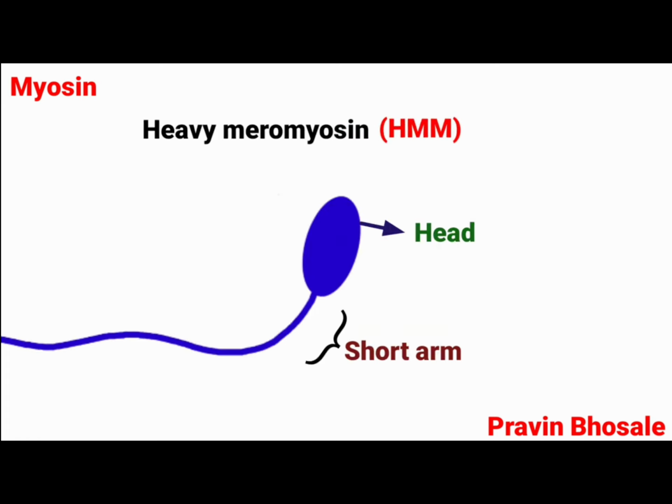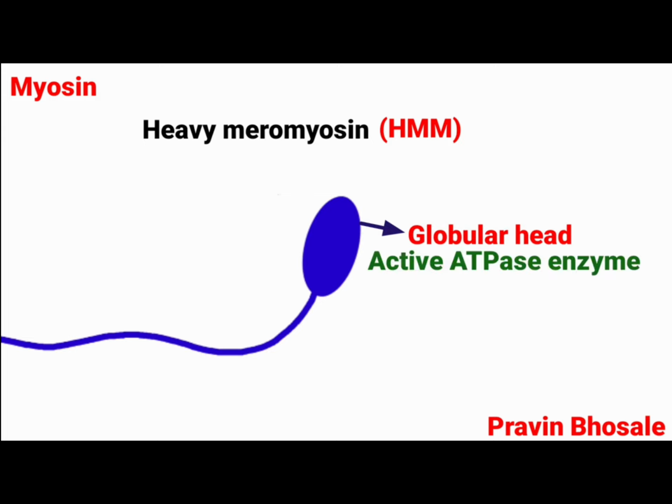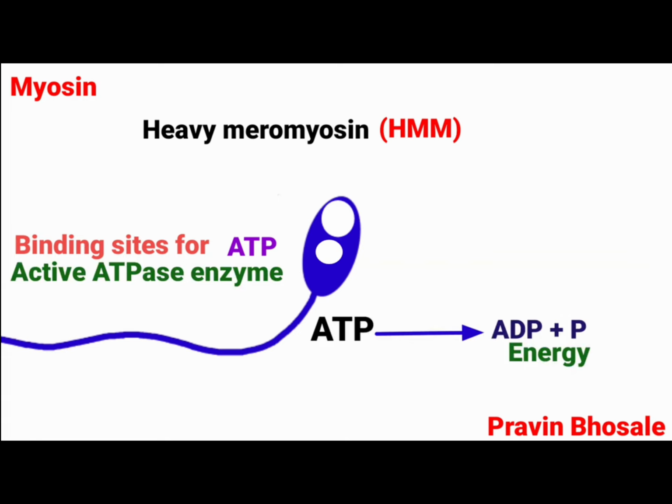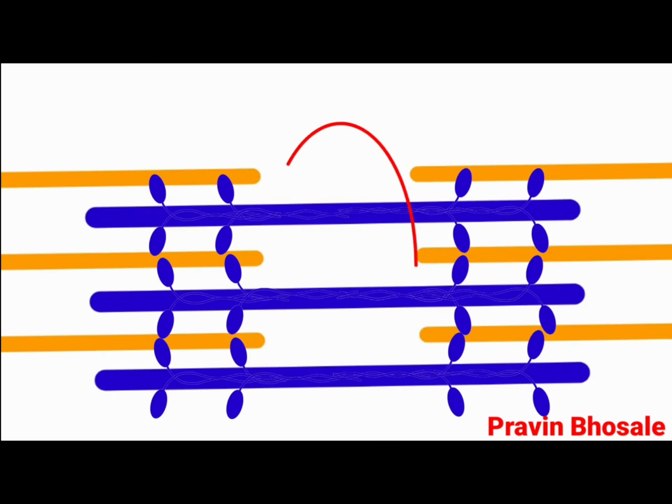The HMM component, that is, the head and short arm, projects outwards and is known as the cross arm. The globular head is an active ATPase enzyme and has a binding site for ATP and an active site for actin. It splits ATP to produce energy. In the center of the sarcomere, myosin heads and actin are absent.